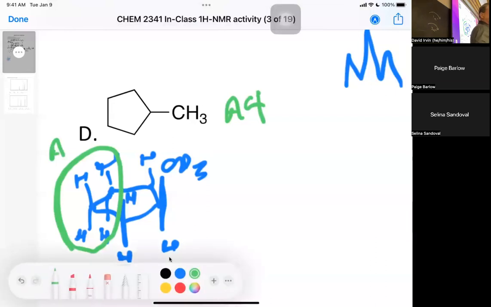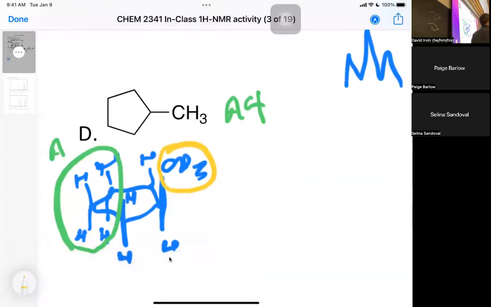Okay. Now, let's look at this next set here. This one's easy. This methyl group is obviously different, so we're going to call that a signal. We're going to call that B. And that B has 3 hydrogens on it.